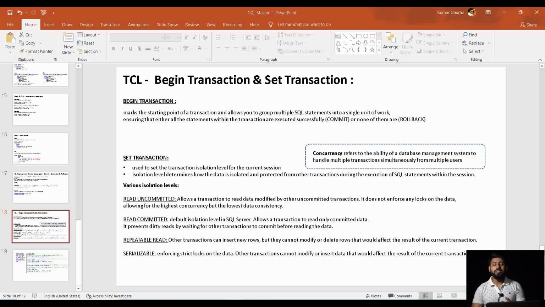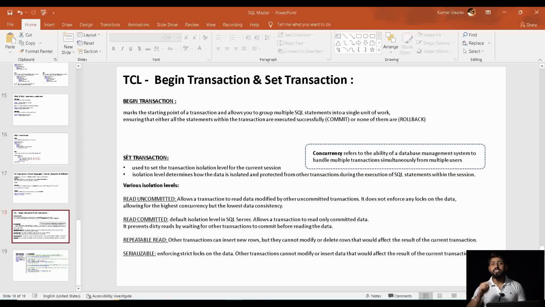Now this set transaction will just provide the isolation level, that is, to what extent a particular transaction going on for a particular user A should be isolated, and how it should handle the read operation or write operation by the second user. That is the only thing that is controlled by set transaction.